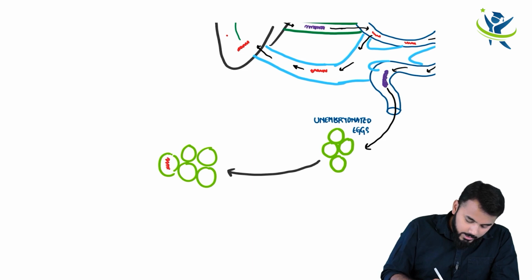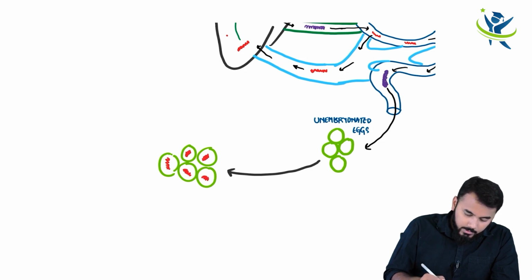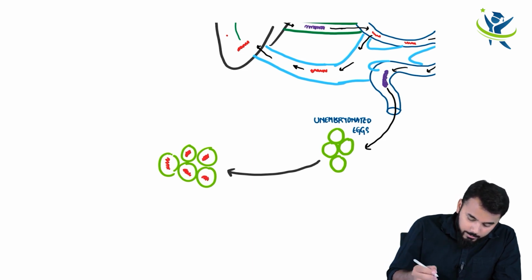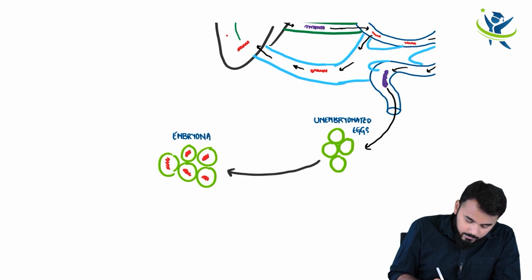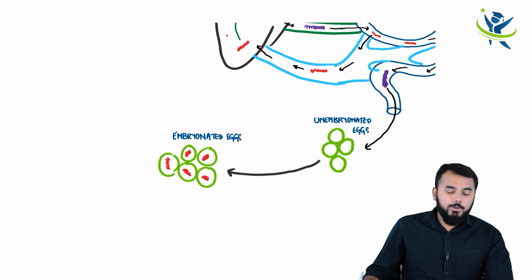So they are turning into an embryonated egg. There is an embryo inside. They are turning to what? Embryonated eggs. Clear? They are turning into embryonated eggs.